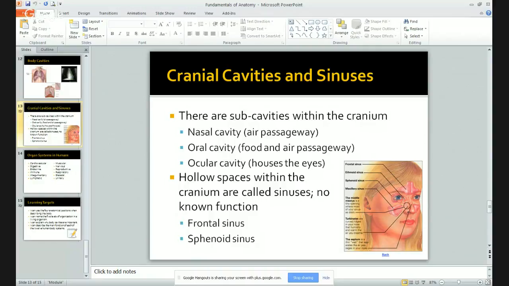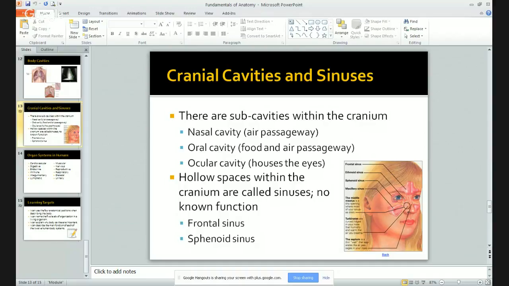We talked the other day about some of the different cavities in the body, specifically the four major cavities. So you had your cranial cavity, your spinal cavity, your thoracic cavity, and your abdominopelvic cavity. So we're going to talk about some subcavities within the cranial cavity. There are three different subcavities within the cranium.